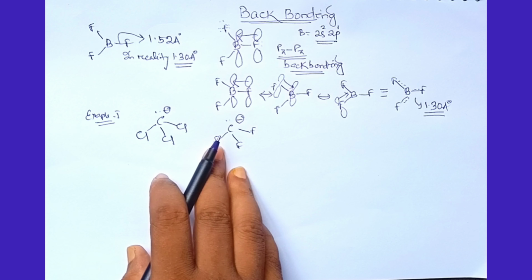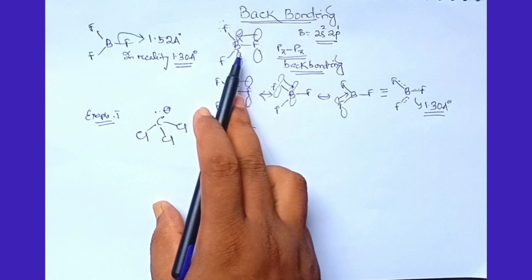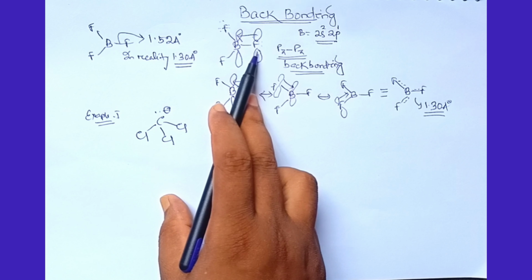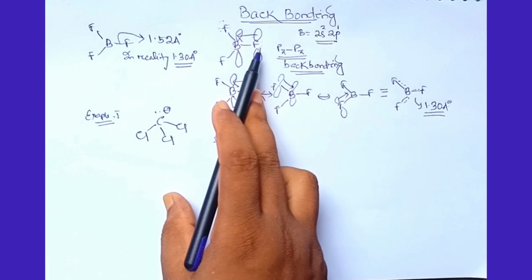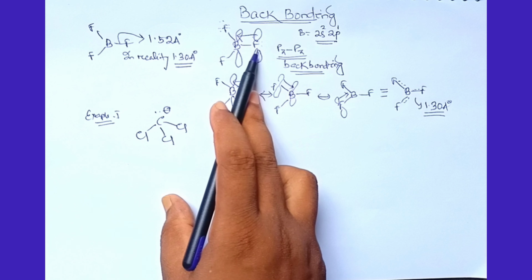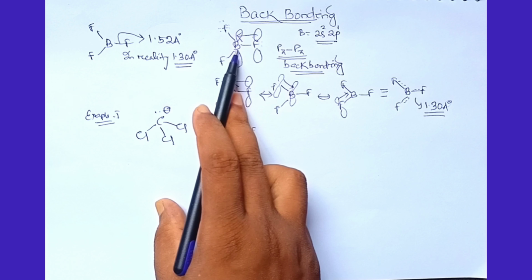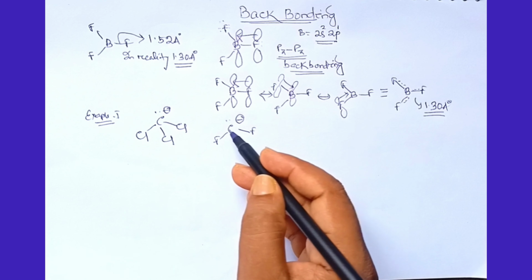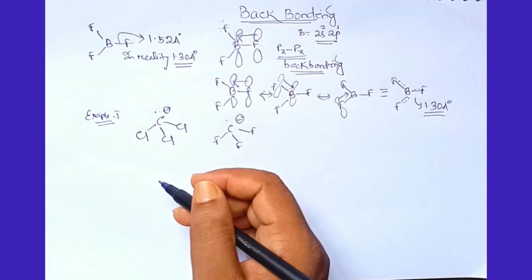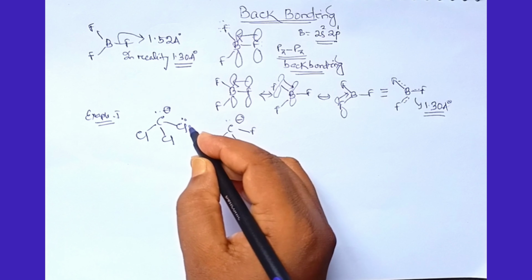Whenever back bonding takes place, one is the donor atom and one is the acceptor atom. In the BF3 case, fluorine is the donor atom and boron is the acceptor atom. So the donor atom should have some lone pair and the acceptor atom should have some vacant orbital to accommodate the lone pair. So in carbon and chlorine, let's consider which one is the donor and which one is the acceptor.